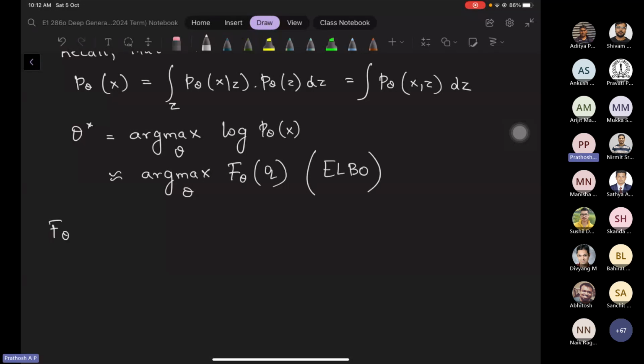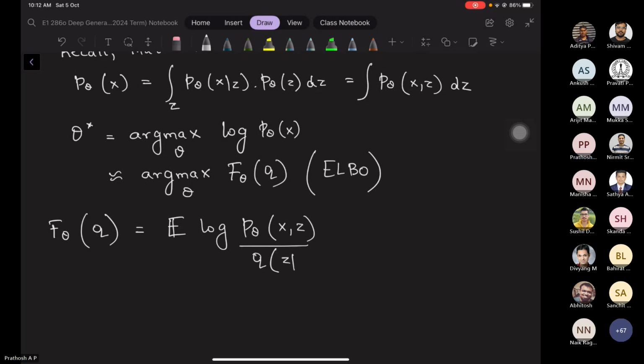Now F of theta, q is given by the expectation of log of p theta of x and z divided by q of z given x, with respect to q of z given x. All of you with me so far? Now we need to find the theta such that it is maximized.